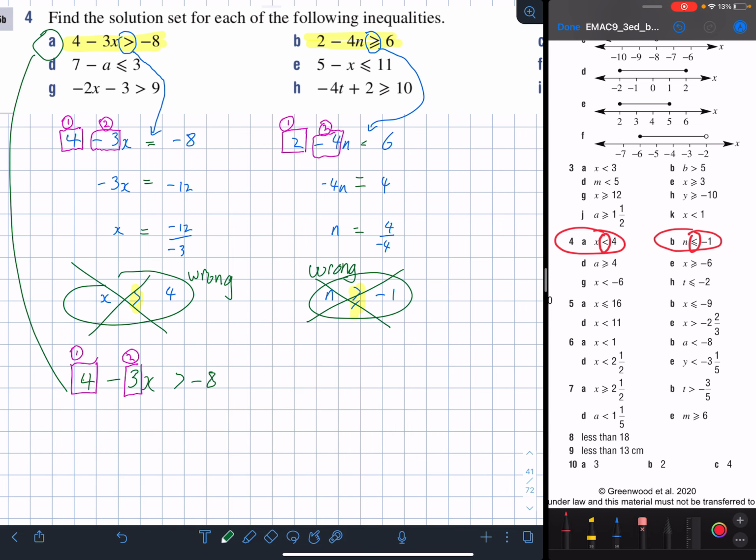We've got 2 minus 4n is greater than or equal to 6. Our first step will be to deal with the 2. We want to remove it by doing an inverse operation. And our second step is to remove the 4. Not the -4, just the 4. Okay, so these are the first 2 steps, and then we'll look at the next step after that.